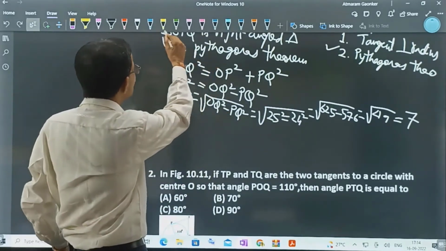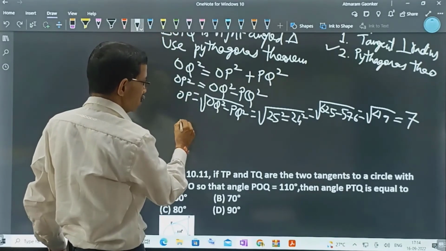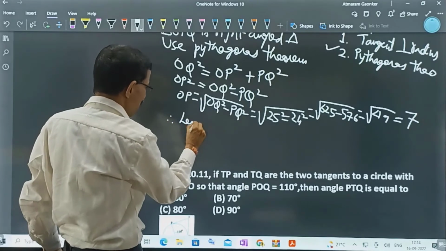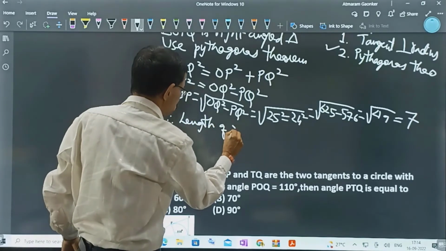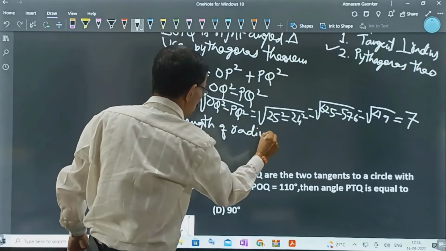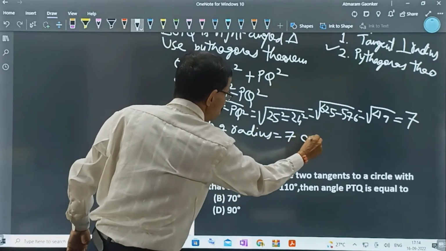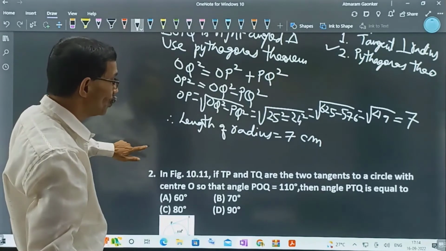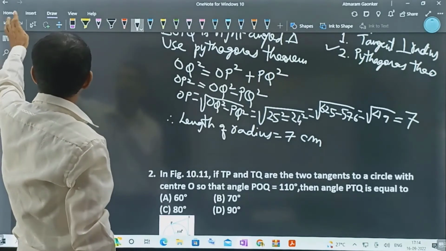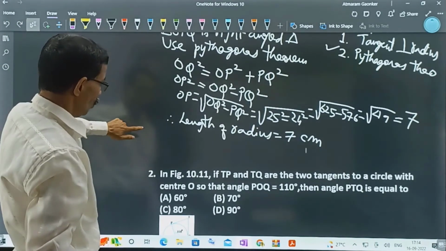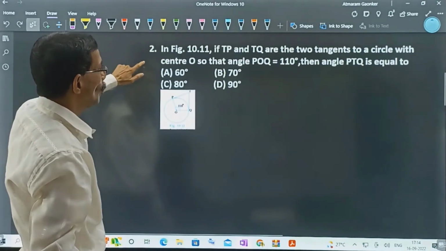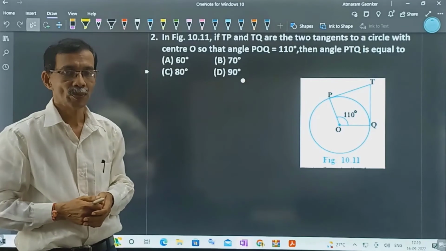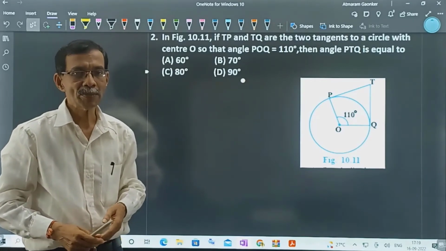Before that, let me write: therefore, length of radius is equal to 7 centimeters. So let us go to the next question. Let us go to problem number 2.